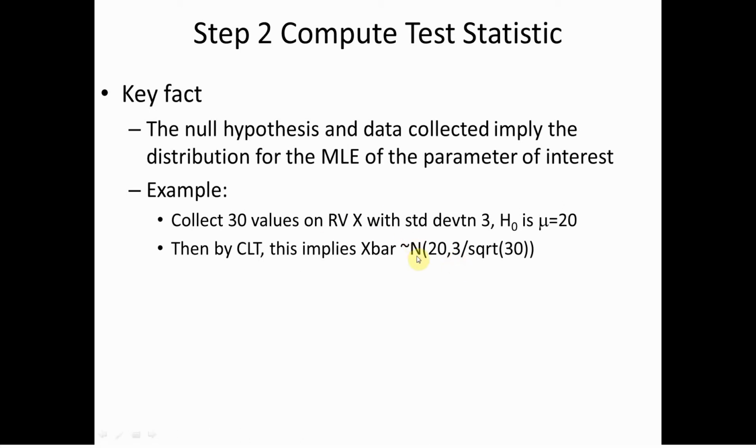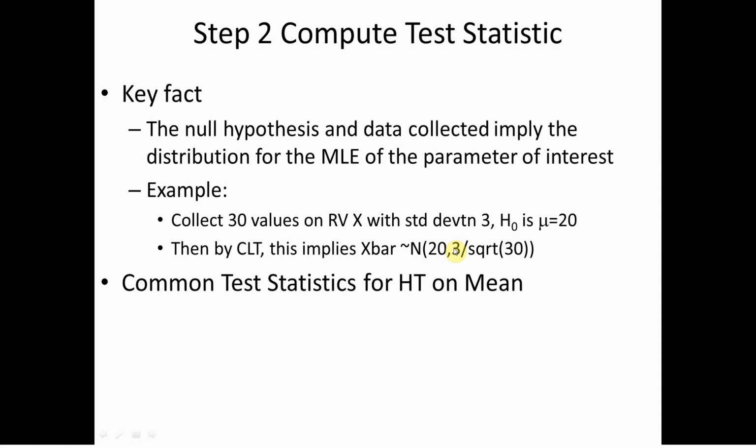Okay, and you should think about that. Why is this true? Notice that our assumptions, so our given information and our hypothesis, imply a distribution for the MLE of the parameter we're testing. And that's very important, because now it's almost like proof by contradiction. If this is true, then this is true, and it follows therefore that the standardized random variable for x bar is also going to be normal.